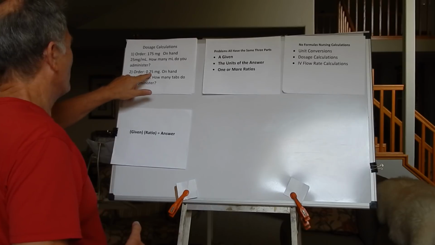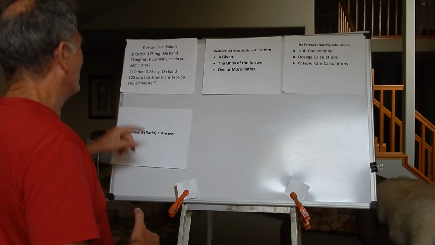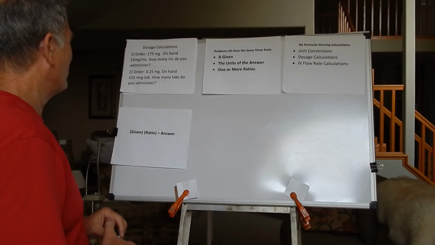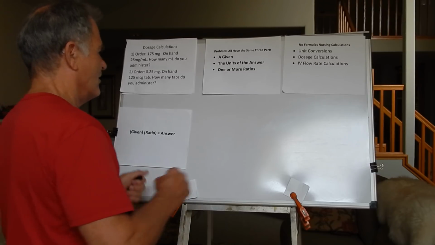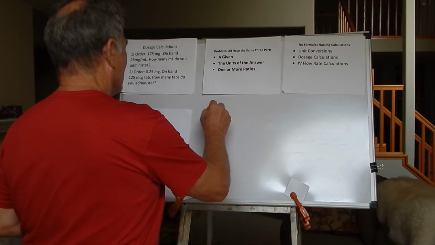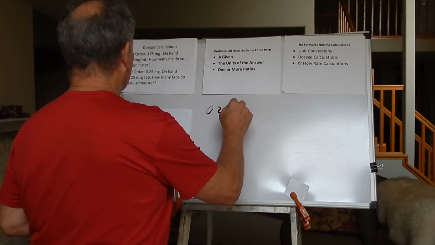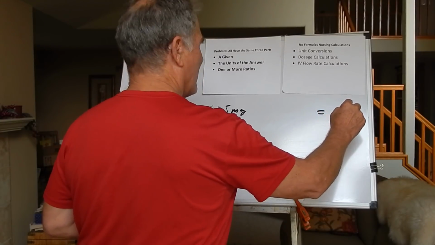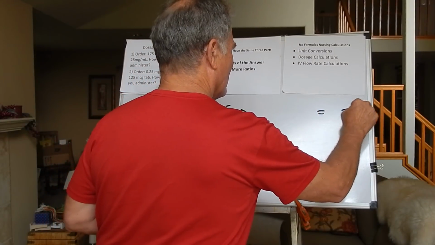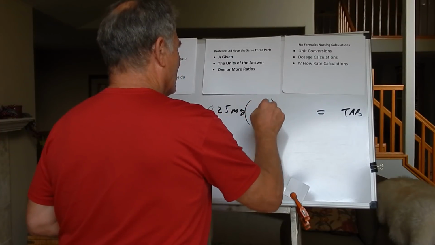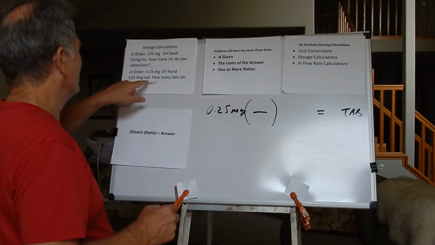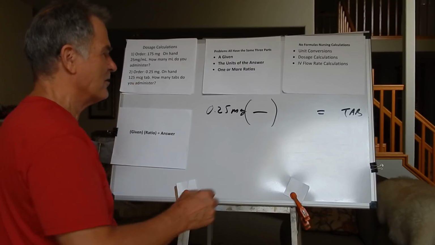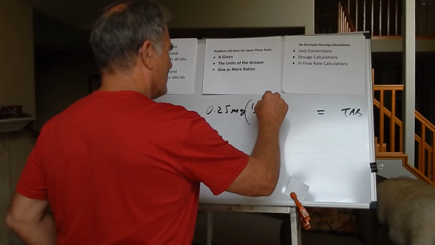Okay, number 2, order 0.25 milligram, on hand is 125 microgram tablet. How many tabs do you administer? So the given is 0.25 milligram, and you want to end up with tabs. So the ratio of micrograms to tablets is 125 microgram per tablet. You need tablet on top.